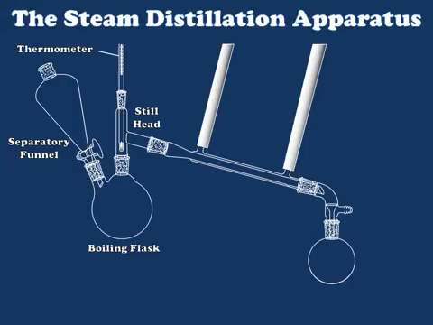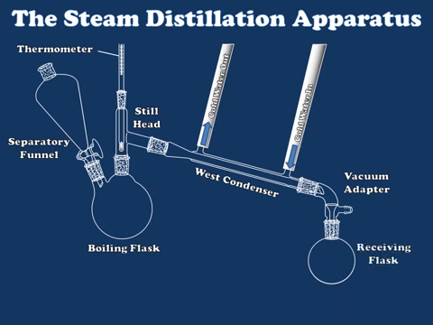From the still head onward, the system is going to look exactly like any other simple still. We'll have a West condenser with the cold water plumbed in through the lower of the two hose barbs and out through the higher of the two hose barbs. We'll have a vacuum adapter to direct the flow of distillate into our receiving flask.